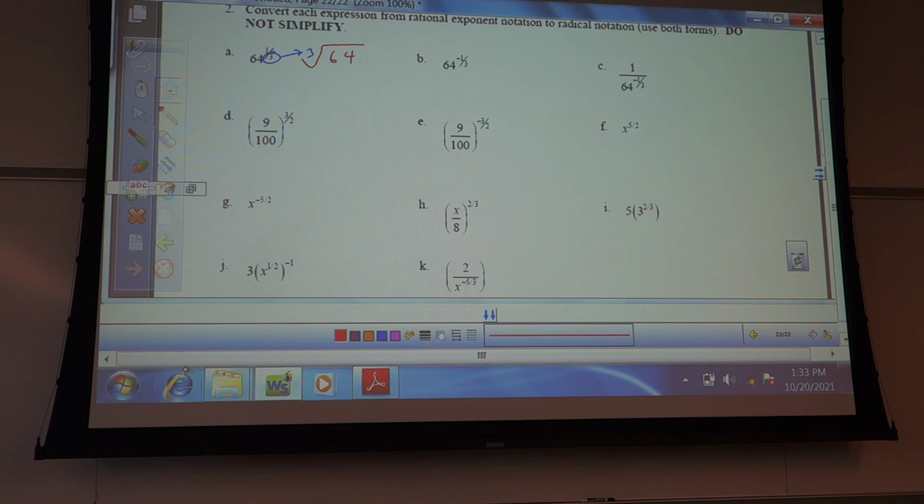Is everyone sort of following that? Okay, yes, yes, no? This one's a little bit trickier. It's to the negative 1/3, which means it's on the bottom. So it's going to be 1 over my radical. What's my radical? What goes inside? 64, raised to the 1 power. And then what goes inside my little crook? 3.